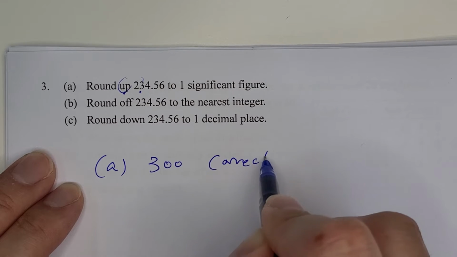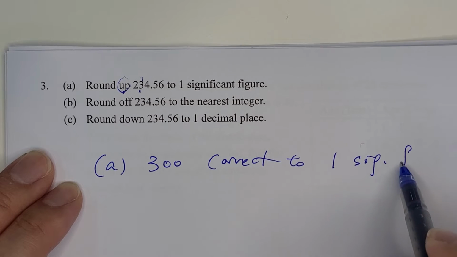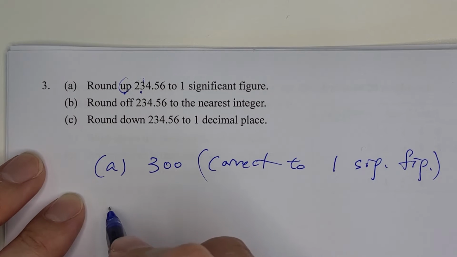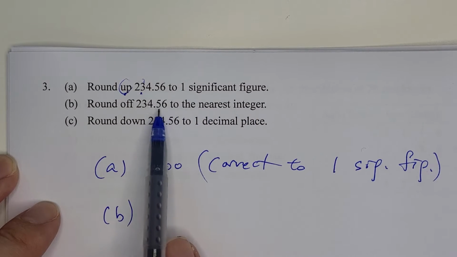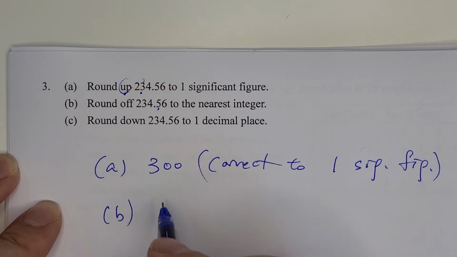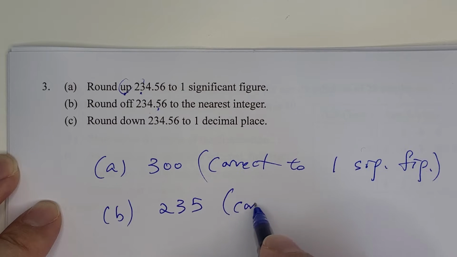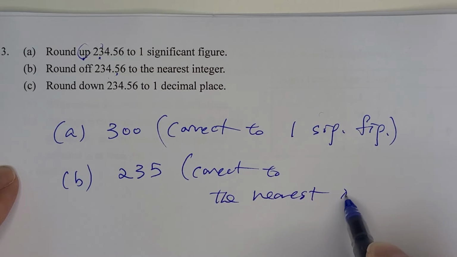Correct to 1 significant figure. Okay. So part B, round off this number to the nearest integer. So look at the first decimal point. 5 needs to round up. So answer 255. Correct to the nearest integer.